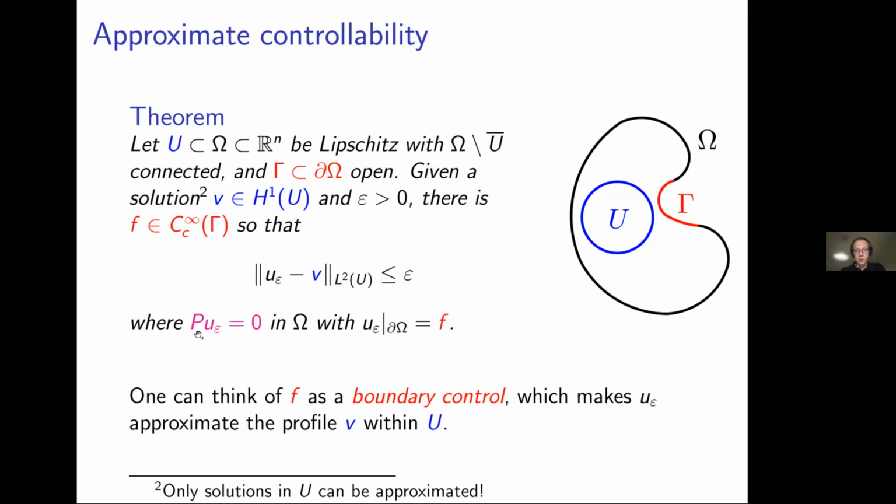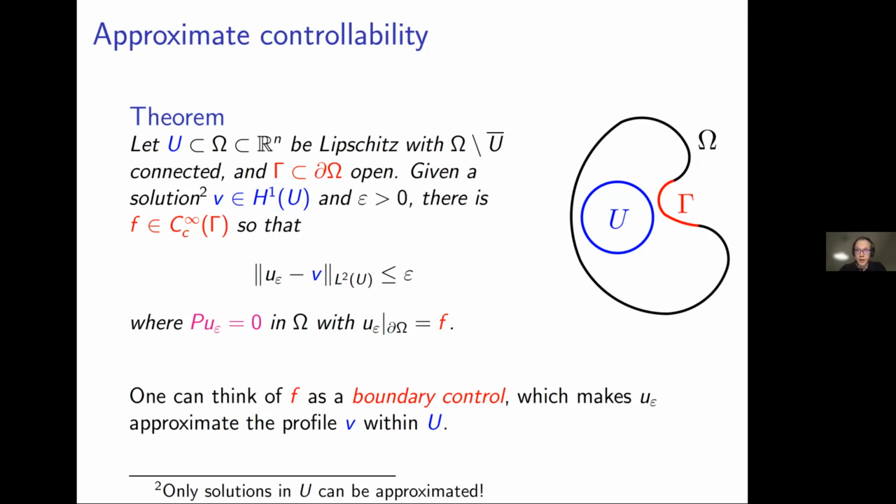So that the global solution u_epsilon of Pu_epsilon equal to 0 in omega with this Dirichlet data f is very close to this original profile v in U. So one can think of this boundary function f as a boundary control. You have a profile v inside U, and then you want to find a global solution in omega, which approximates this profile v inside U. And you can do that by some boundary control f, which only lives on gamma.